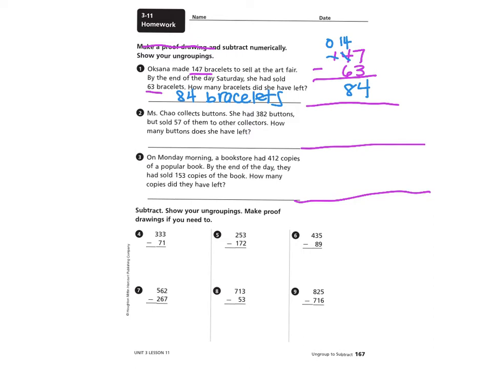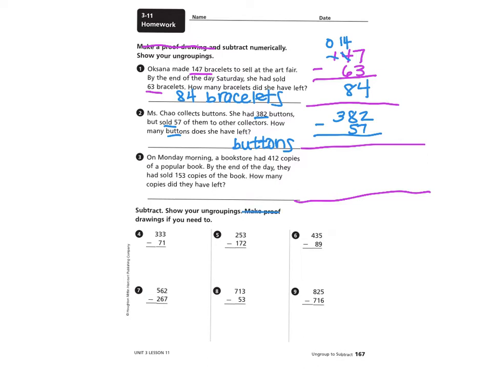Okay, let's read one more together. Mrs. Chow collects buttons. She had 382 buttons, but sold 57 of them. How many buttons does she have left now? Mrs. Hagen's going to write it, but I'm not going to do this one because I want you to do it on your own. Notice I'm lining up my digits. Then I'll be transferring my answer to the line and adding my label. And number 3 you'll be fine on.